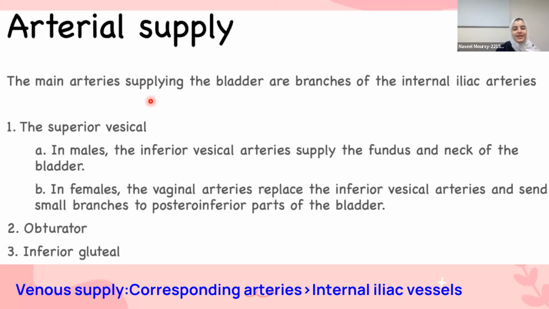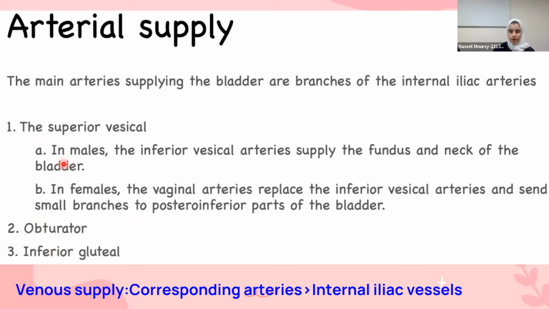Obviously, the bladder is supplied by branches of the internal iliac, which makes sense. But there are three main arteries that you have to know: superior vesical, obturator, and inferior gluteal. There's no way around this, you have to memorize these. However, this difference between males and females is really important. There's actually a fourth artery, so they're not just three, they're four.